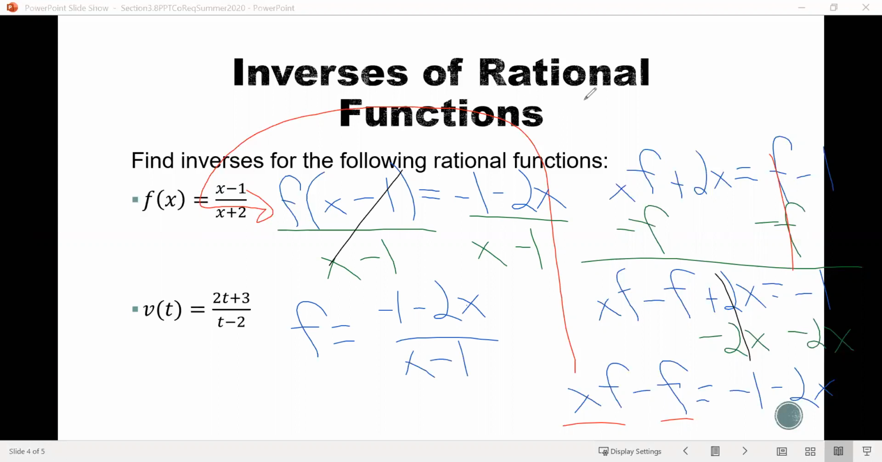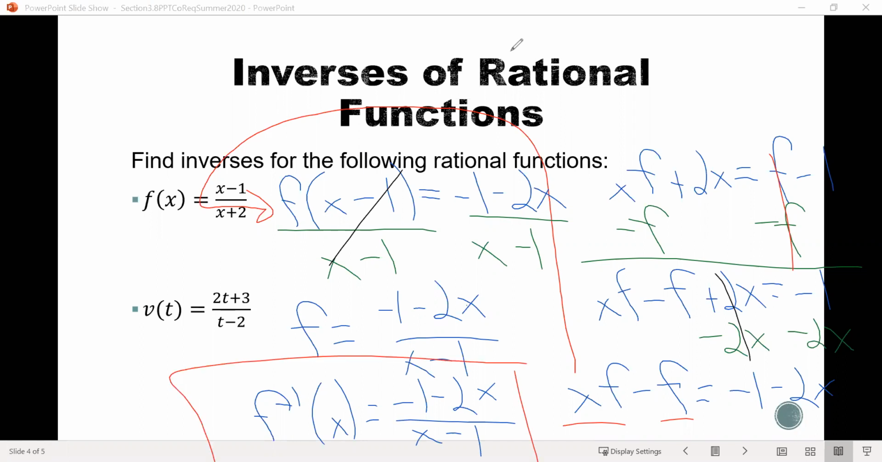Or again, because we're finding inverses here, we'll use our inverse notation to write that as f inverse of x equals negative 1 minus 2x all over x minus 1. Okay? So there we go. And finding the inverse for the second one, that function v of t, would be a similar process. All right, that's where I'll leave it for now.